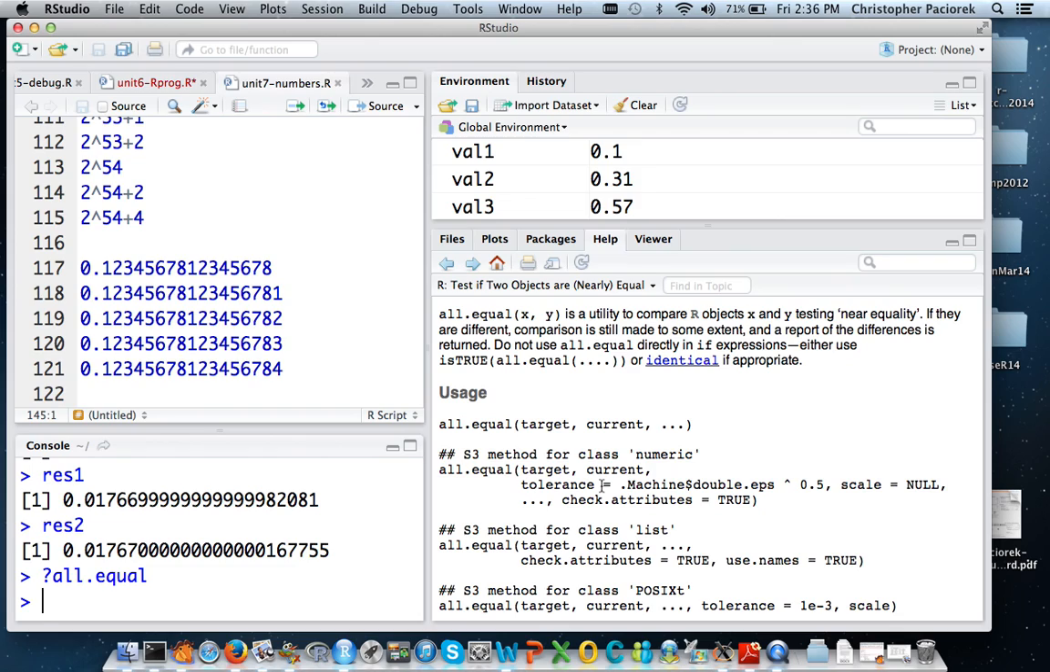If you've got real numbers, only compare them to within the accuracy that we know that we can deal with these numbers in.